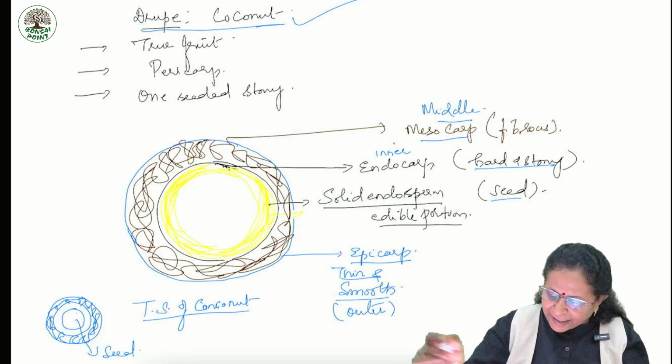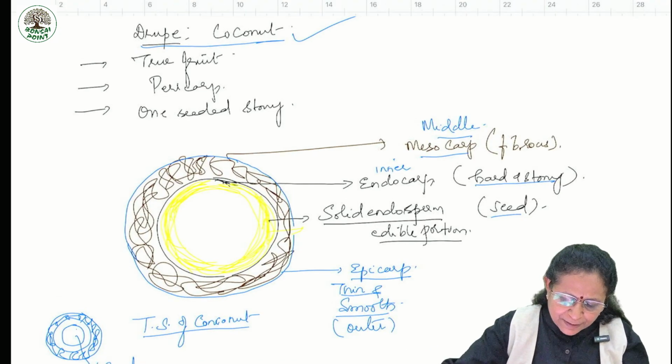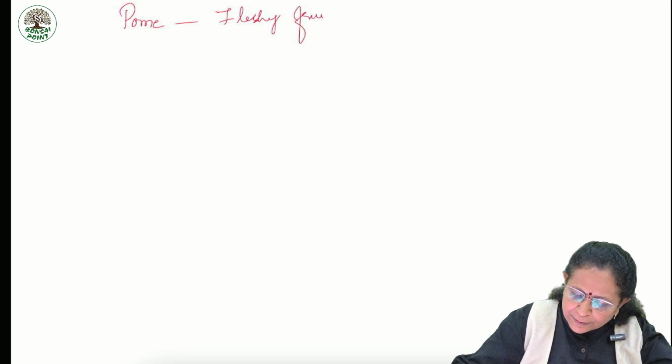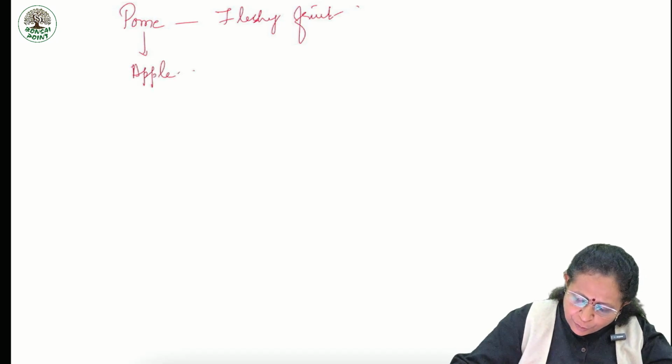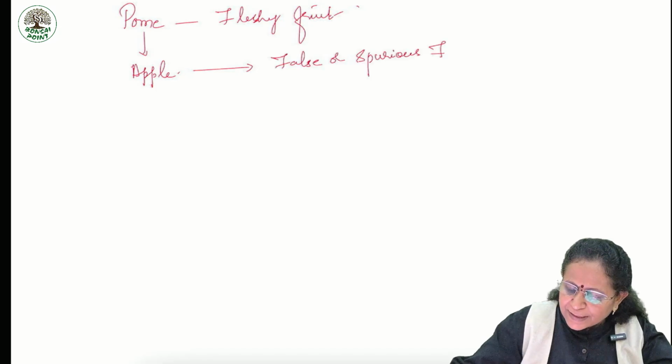Okay, let us see the next example, that is apple. Let us see the details of apple, which is an example for pome. So, what is the type of fruit here now? It is pome. It is one of the fleshy fruits. Example for pome is apple. Even though it is a fleshy fruit, it is an example for false or spurious fruit.